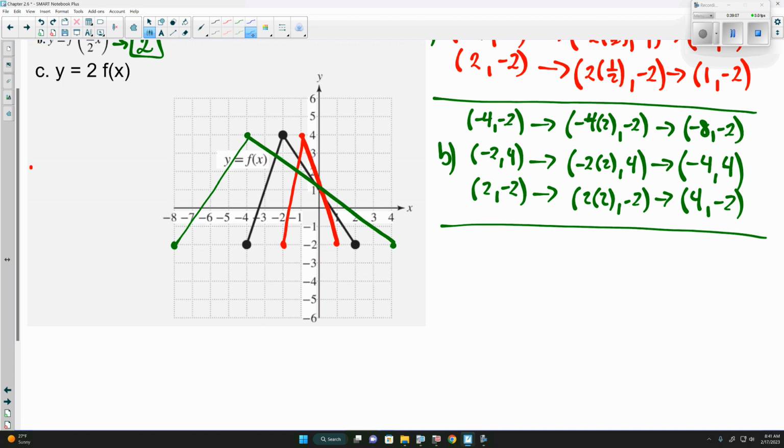And the last one that we have here is we're multiplying it out in front. Now again, inside is affecting x. The numbers outside are going to affect the y values. Anything added to it will affect the y up and down. Inside the parentheses is x. So here, we're multiplying, so we're taking all of our points and multiplying the y value by 2.